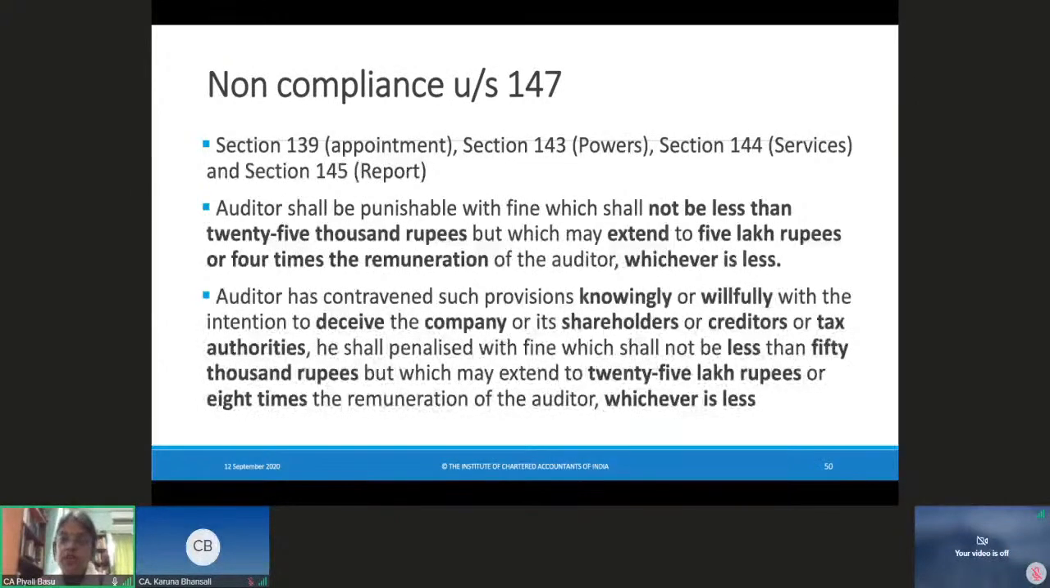The auditor shall be punishable if we are in violation of any such subclauses under these sections. The auditor will be punishable with a fine which is not less than rupees 25,000 but may extend up to rupees 5 lakhs or 4 times the remuneration, whichever is less. So this is in violation, if you are violating.